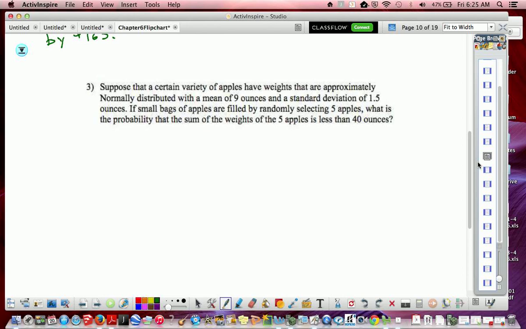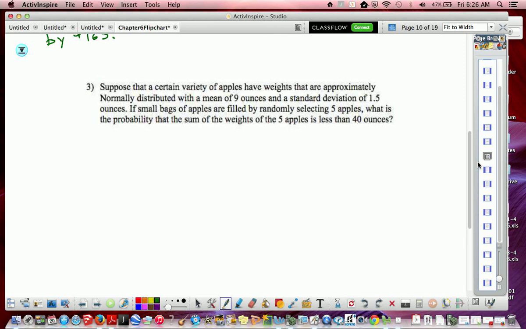So, it says, suppose that a certain variety of apples have weights that are approximately normally distributed with a mean of 9 ounces and a standard deviation of 1.5 ounces. If a small bag of apples are filled by randomly selected apples, what is the probability that the sum of the weights of the apples is less than 40 ounces?